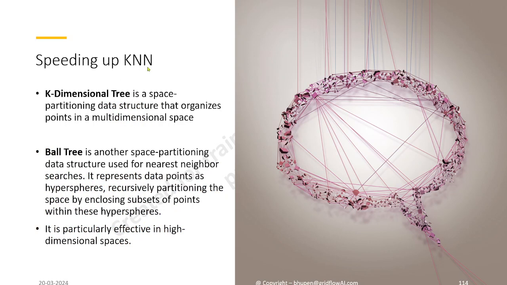So we need to speed up the KNN, and a couple of methods that we can use to speed up the KNN are the k-dimensional tree or the ball tree. As you can see, in both of these methods, we will not use brute force, computing the distances of the test point from all the training samples. That's not what we're going to do. So we will do some smart arrangement.